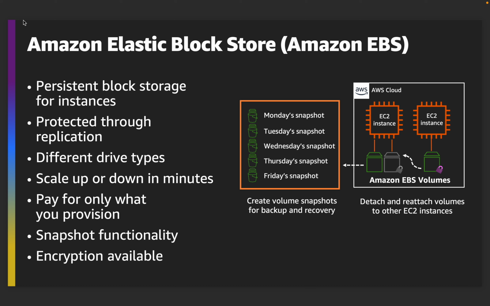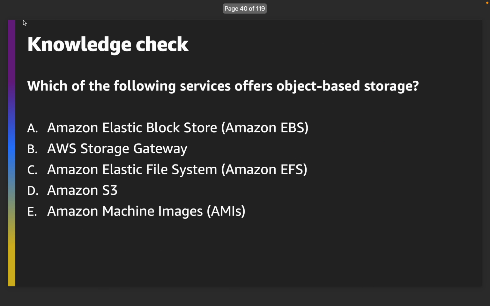Amazon Elastic Block Store, which we call EBS. You see the example here: an EC2 instance and an Amazon EBS volume. It offers persistent block storage for instances, protected through replication, with different drive types, scaling up or down in a minute, paying only for what you provision, snapshot functionality, and encryption available. So it's block-level storage, and we can do encryption.